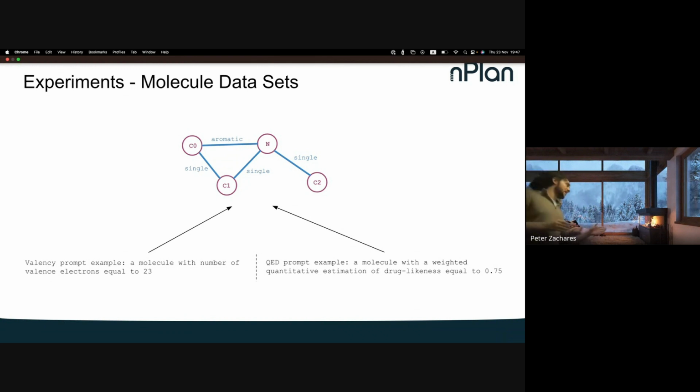But in each of these cases, what's cool is that you can generate an entirely new molecule, feed it through this Python kit, and get this number, the functional property that you're looking for. And so we created these two data sets, one with the number of valency electrons, and one with quantitative estimation of drug likeness. And we trained a model to generate molecules based on those properties.